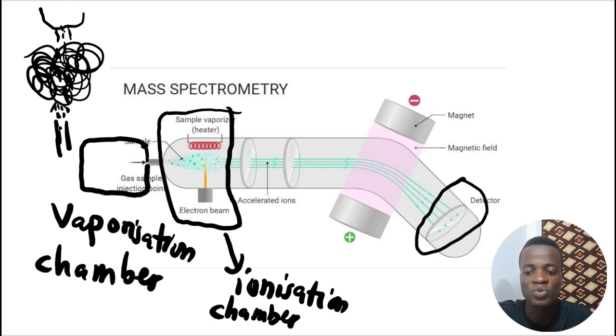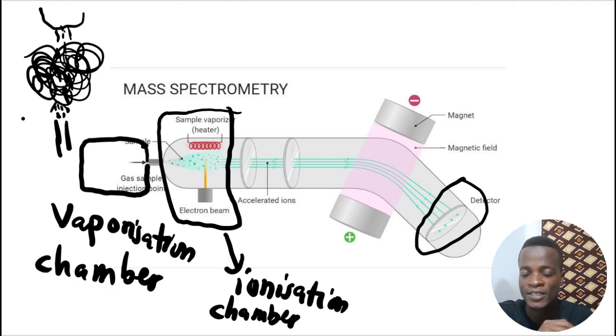So why are we shooting electrons into this? So what happened is, we said there are a lot of atoms inside. So these atoms contain neutrons and electrons, right? So what we are trying to do is that these high-speed electrons will be able to knock off some of the electrons from this gaseous sample.